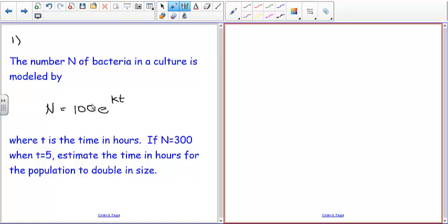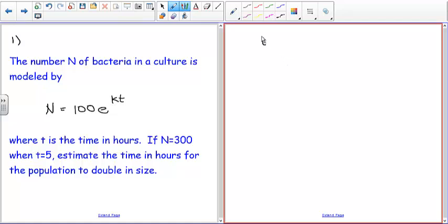So the 100 is what we would call the initial amount. So there are 100 bacteria to start with. That's because if you put t equals 0 in for the exponent here, k times t equals 0, you'll have k times 0, which is 0, and e to the 0 is 1, so you just end up with 100.